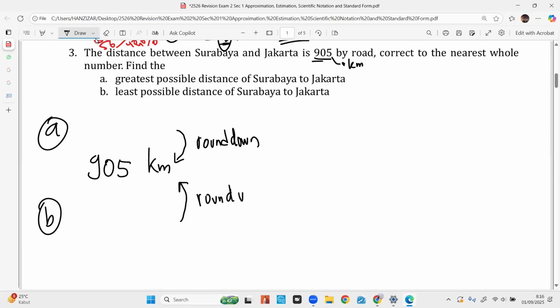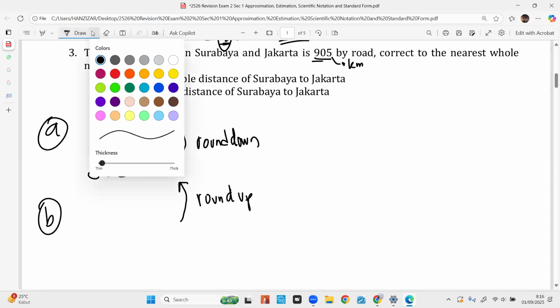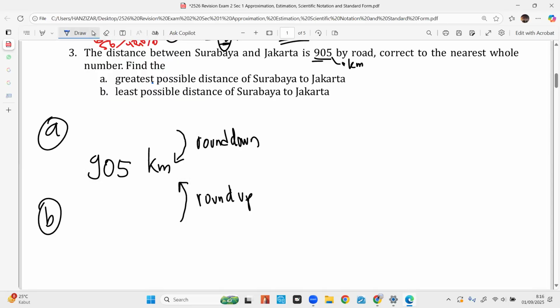So if you want to round down to a number of 905, the number has to be increased, right? Because you are finding the maximum amount. So 905 point something, and this 904 point something, because you need to decrease for the minimum and increase for the maximum, right? So what number point something will be rounded down to the nearest whole number? It has to be either 0, 1, 2, 3, 4, right?